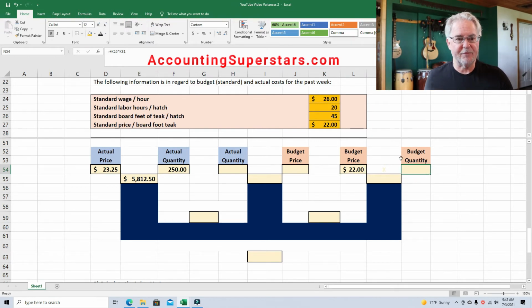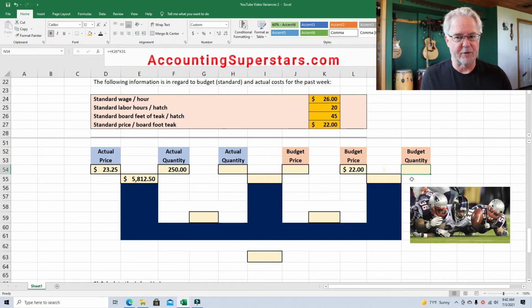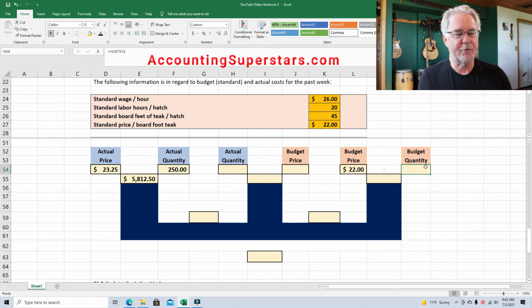Now here we got to be careful. If I just put in 45 here, it's not going to work. And you might say, why is it not going to work? Well, because we've got 250 board feet over here, and putting just 45 over here wouldn't make much sense. So here's what we have to do, and this is the trick, and this is where most students drop the football. They fumble the football on the 2-yard line here, because if we can get this number right, the rest of it's a piece of cake.